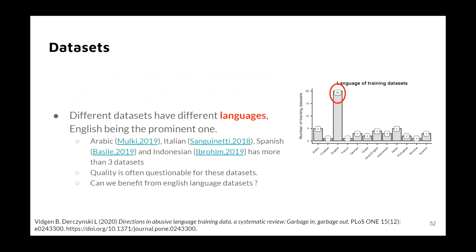Recently, many other languages like Arabic, Italian, Indonesian are also coming. Across all these datasets, one of the main questions is about the quality of the datasets. And finally, since English is one of the prominent ones, it is an important question to ask whether we can use the knowledge in English language datasets and transfer it to other languages where the resources may be low or have less data.